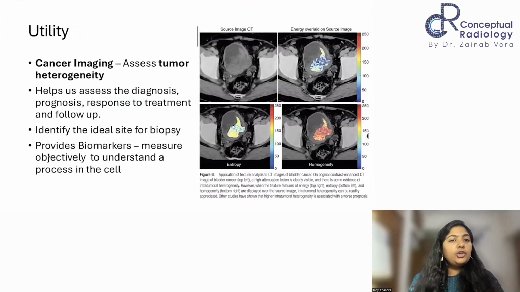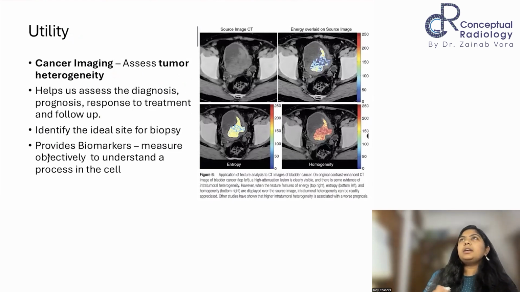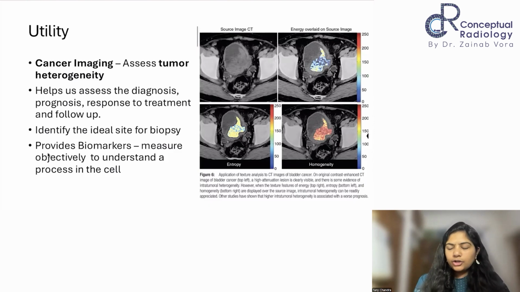Where has it been used a lot? Over the decades, I think it began with a couple of publications, and now the count is in thousands, or 5,000s every year. This is the number of publications happening in radiomics. So it's really picking up, especially in the background of machine learning. So why are we trying to do this?